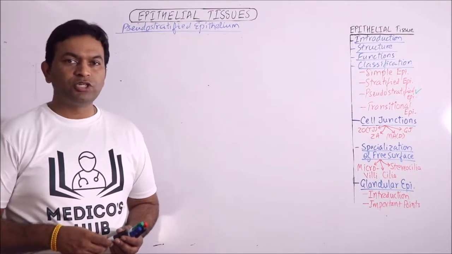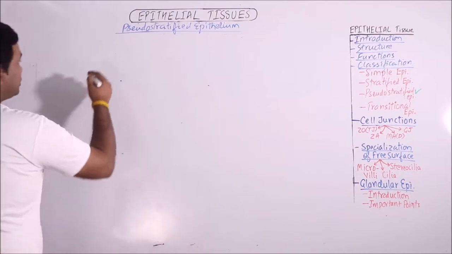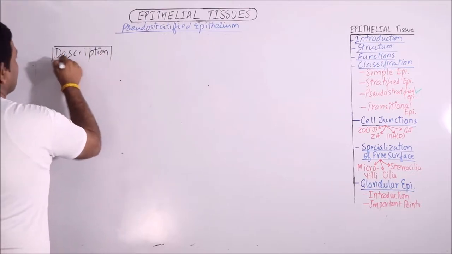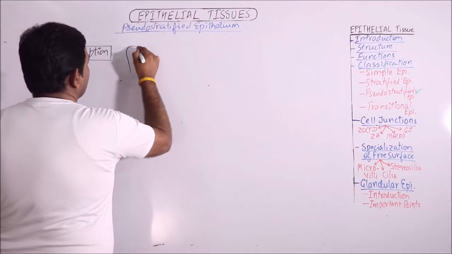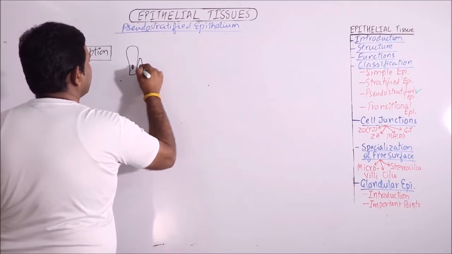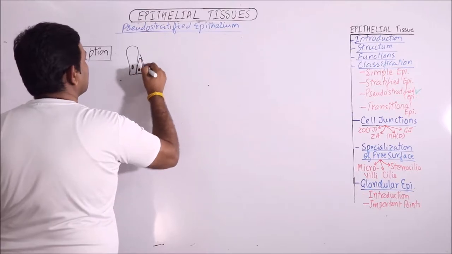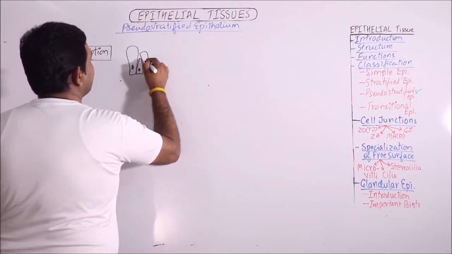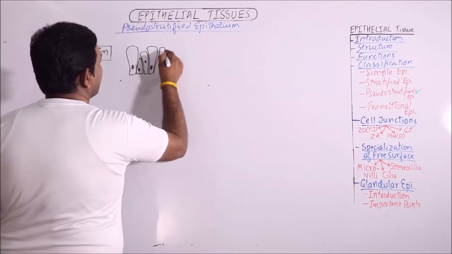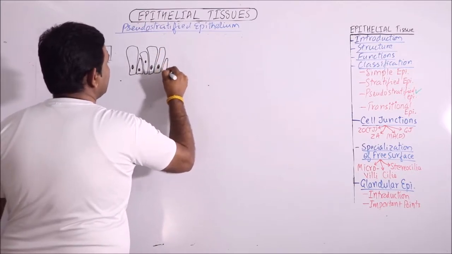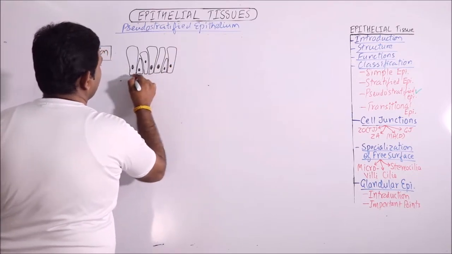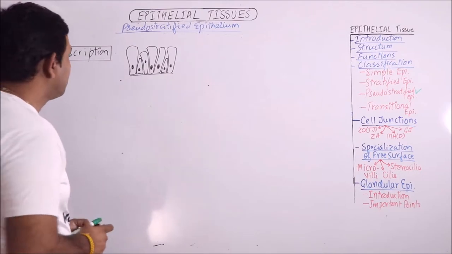In this video, I'm going to discuss the pseudostratified epithelia. What is pseudostratified epithelia? First of all, description. Here we can observe two or more types of cells reaching different heights, that is, all are not reaching the apex, and also the nuclei are at different positions, but these are all resting on the basement membrane.